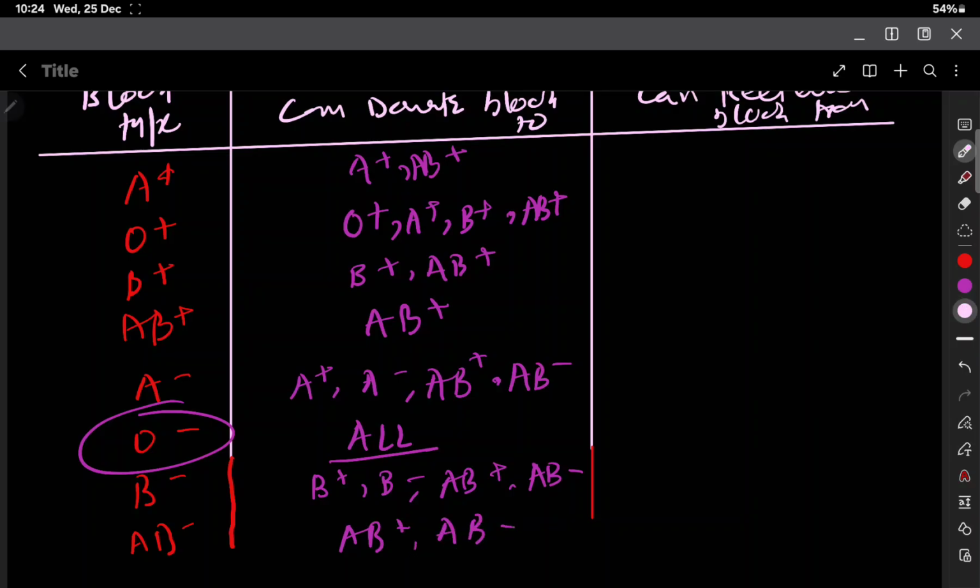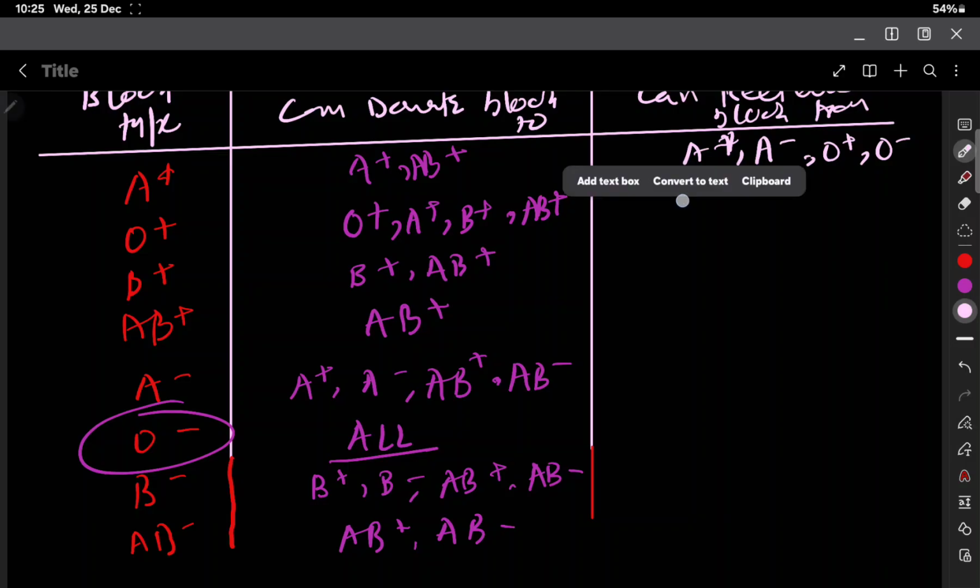Now, second thing is can receive blood from. A positive can receive blood from A positive, A negative, O positive, O negative, because I have already explained how this is determined. The donation is based on the presence or absence of the antigens, while receiving the blood we consider the antibodies. I already explained about the antigens and antibodies. You can see the previous information I have given on them.